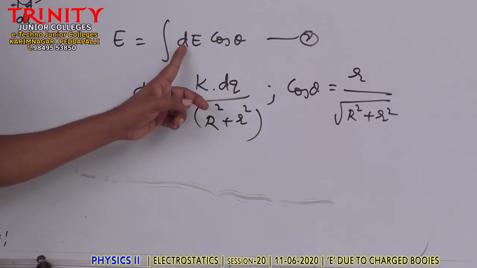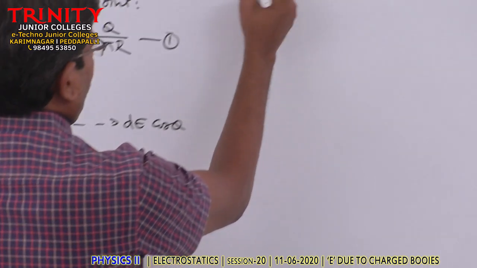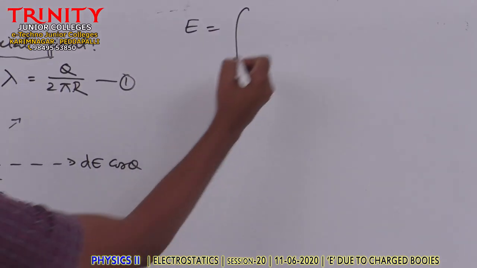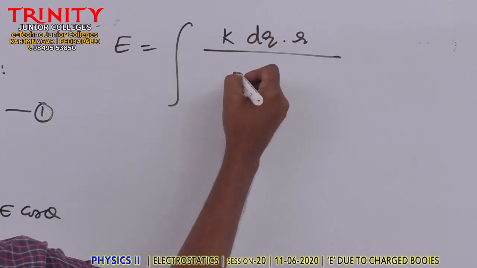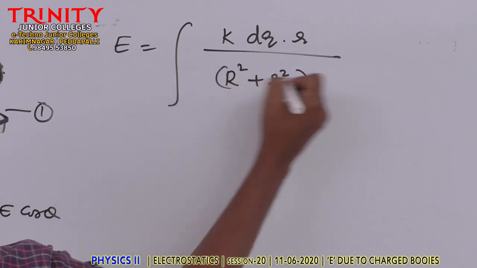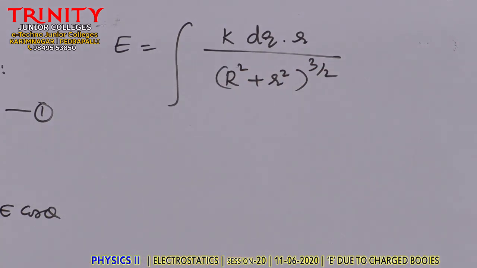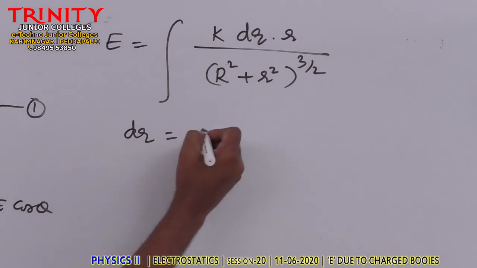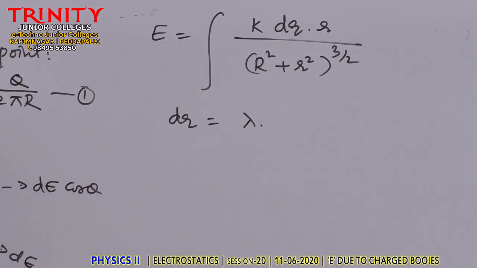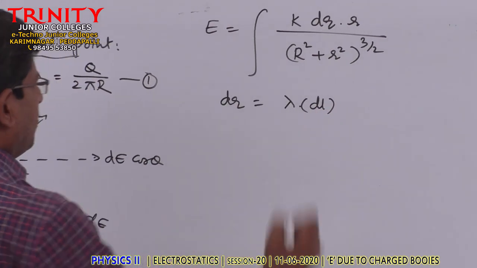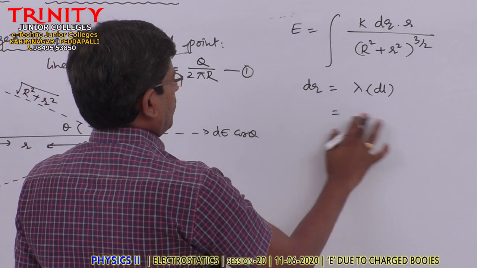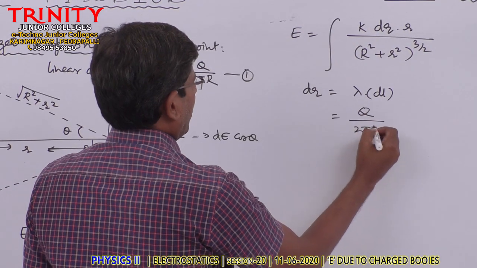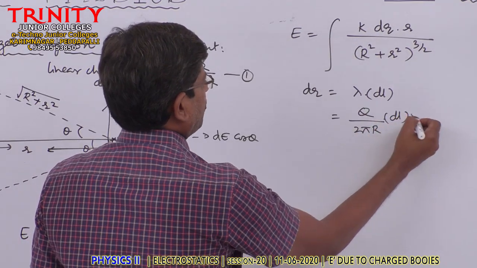These two values substitute here, then what you will get is E equals integration of dE, that is k dq, r is there, by r square plus r square to the power of 3 by 2. But what is dq here? dq is nothing but lambda, that is charge per unit length, into the length of the element. So what you will get is lambda is what? Q by 2 pi r into dl. Let us substitute this one here.